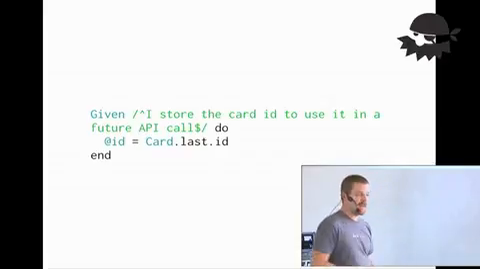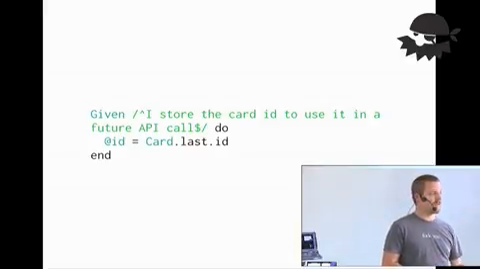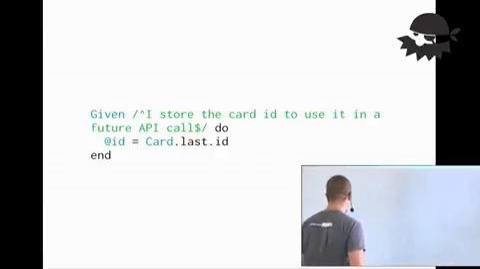However, in this case, I think it actually represents the behavior that we expect pretty well, because it's almost like the Cucumber story is our client, and all we're saying is just store it, and in this case, it's storing it in memory. So I think it's actually a fairly logical way of handling this.